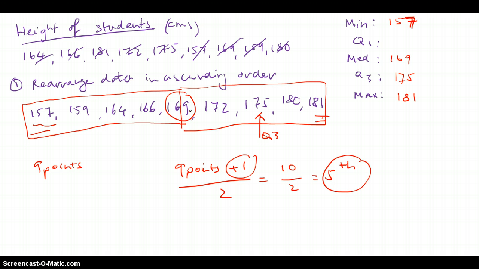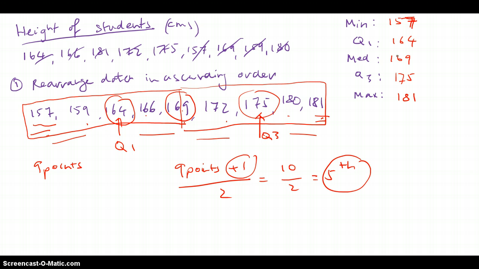This is because you can see that there's 1, 2 points on the right hand side, and 1, 2 points on the left hand side. So this is going to be our Q3 value. Same thing with the other side, 157, 159, 164, 166, and 169. The Q1 value is going to be 164, because there's going to be 2 points on the right hand side and 2 points on the left hand side. So again, we've got that idea that this is the first quarter, this is the second quarter, this is the third quarter, this is the fourth quarter.